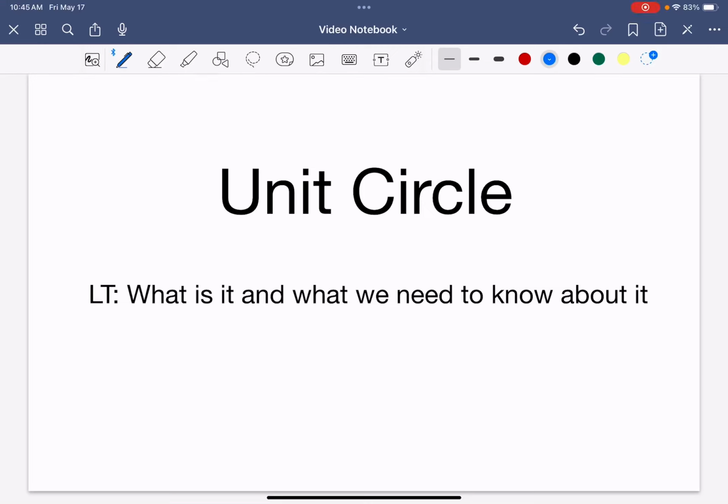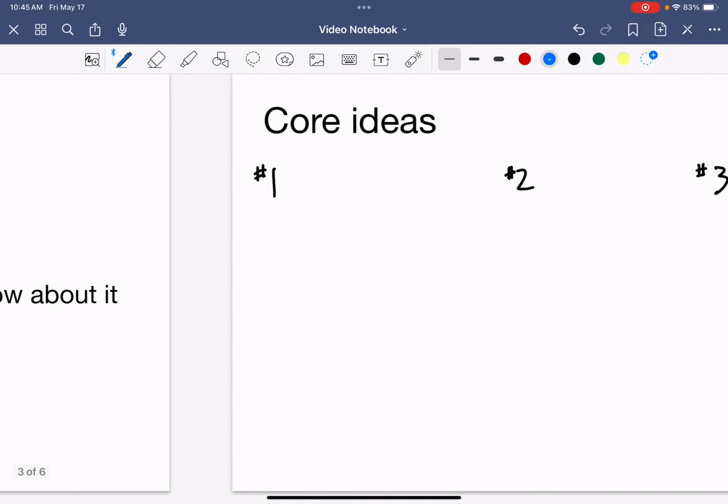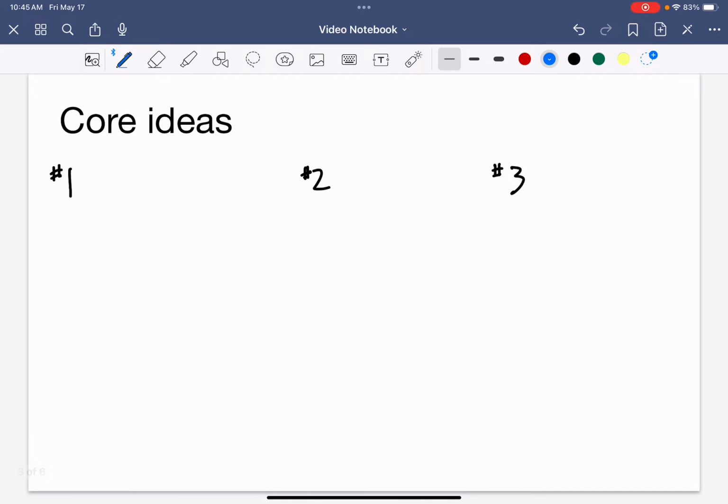This video is an introduction to the unit circle, so the learning target is all about what it is and what we need to know about the unit circle. First, I want to start off with a couple of core ideas that help set the stage for what the unit circle is.